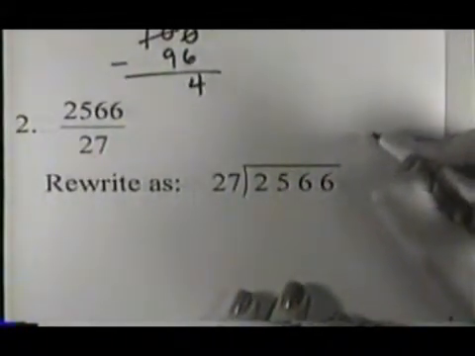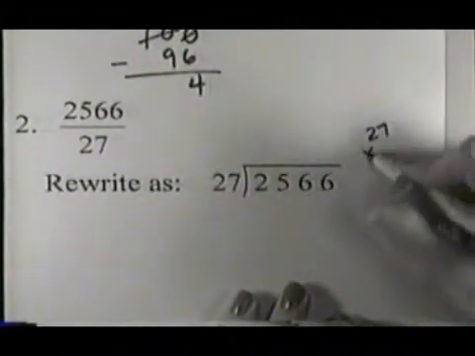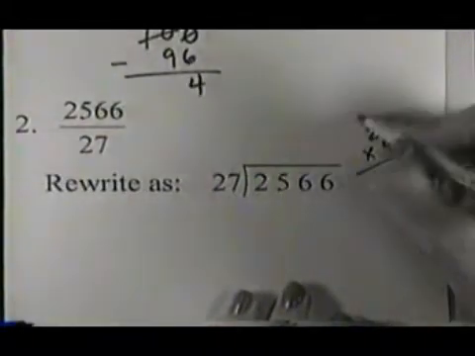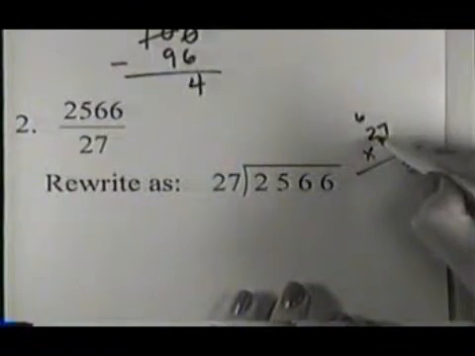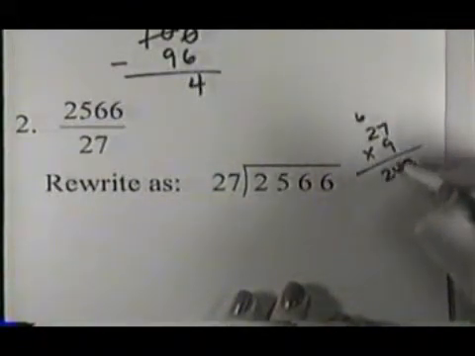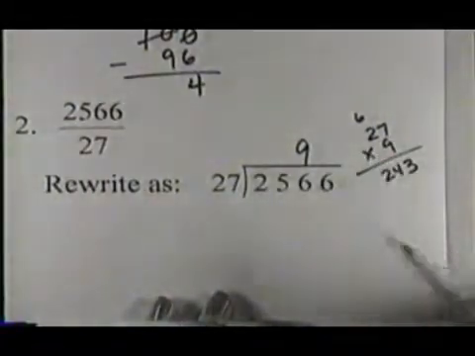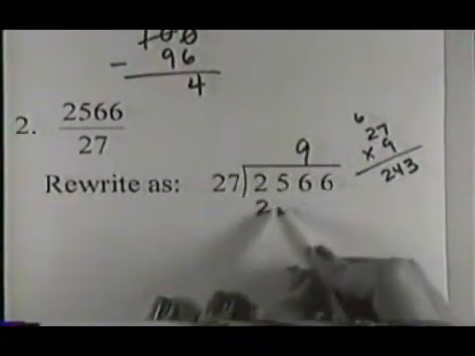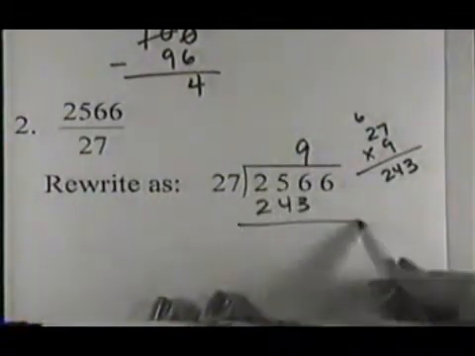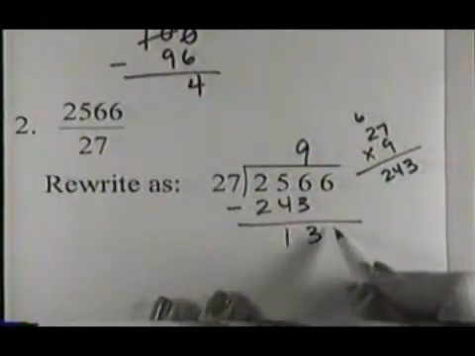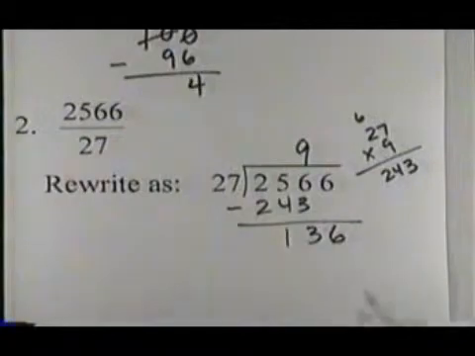Scoot this over just a bit. 27 times 9. 9 times 7 is 63. So that's 3, carry the 6. 9 times 2 is 18 plus 6 is 24. Okay, so that'll go 9 times. So I put 9 over the 256, and 9 times 27 is 243, and then subtract, bring down the 6. Now 27 into 136.